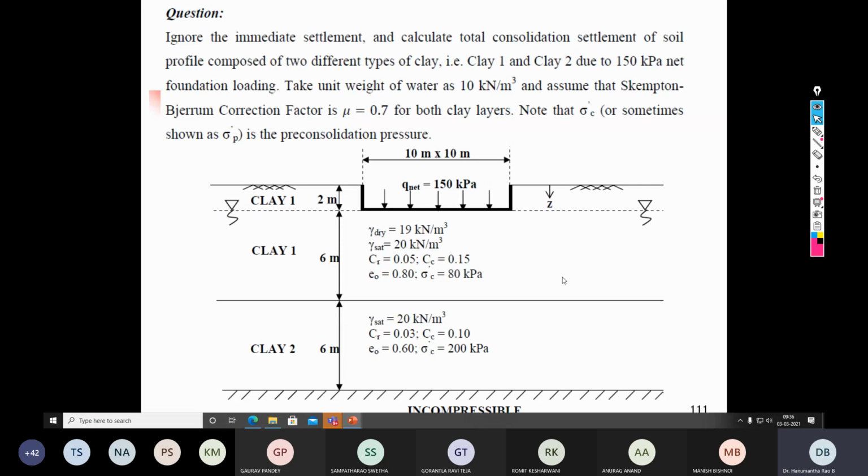Okay. Note down another sum. The previous sum talks about the immediate settlement calculation.